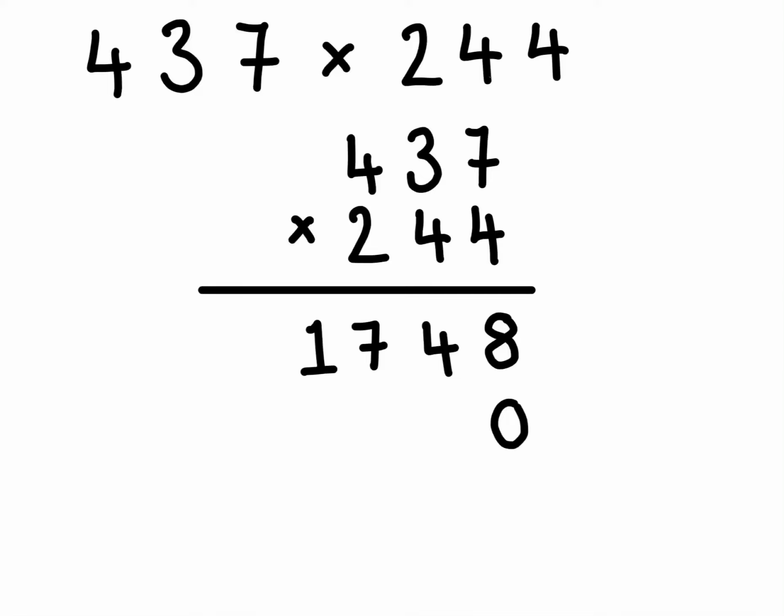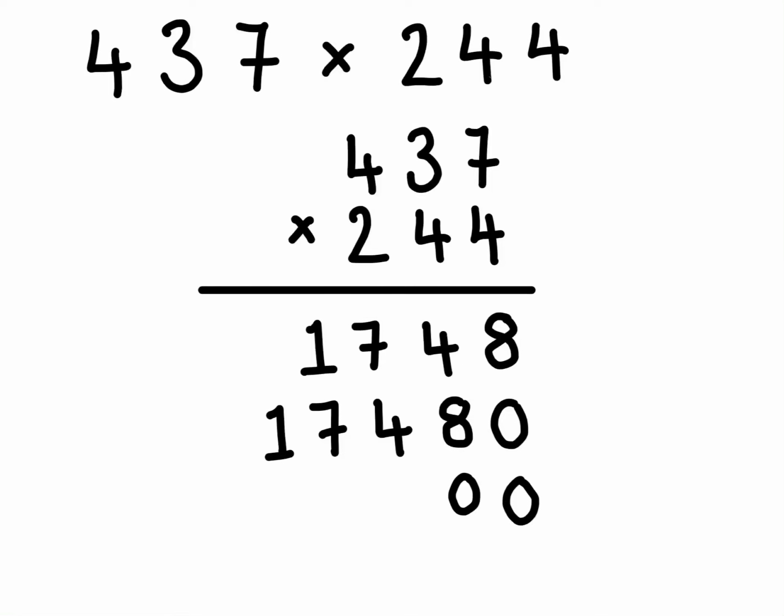We have 4 times 7 again, which will give us 28. We have to carry the 2, then 4 times 3 will give us 12, add the 2 will give us 14, but we have to carry the 1, and then 4 times 4 will give us 16, add the 1, 17 again. Now we're on our final number. We have to add 2 zeros this time.